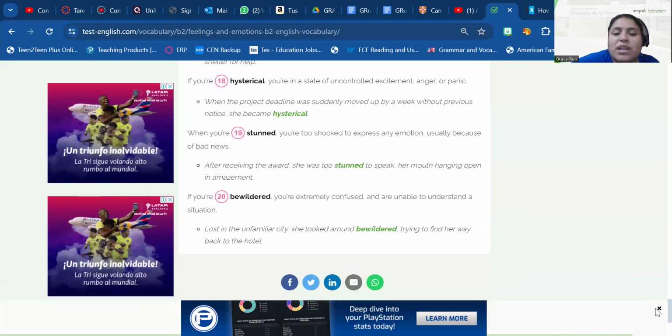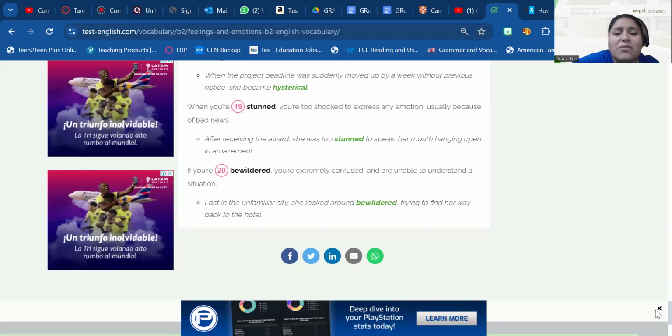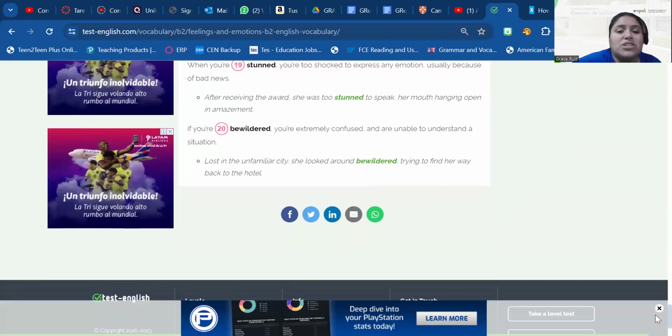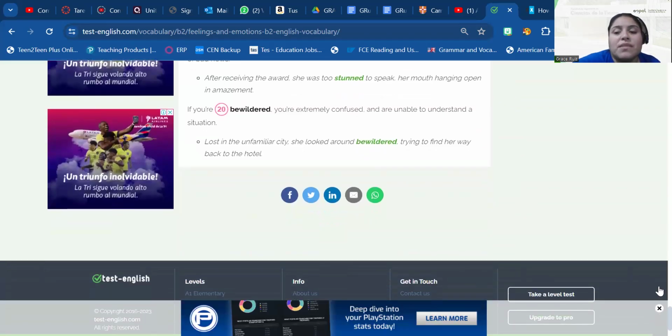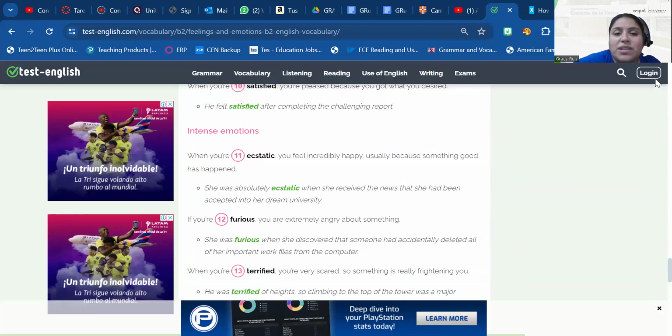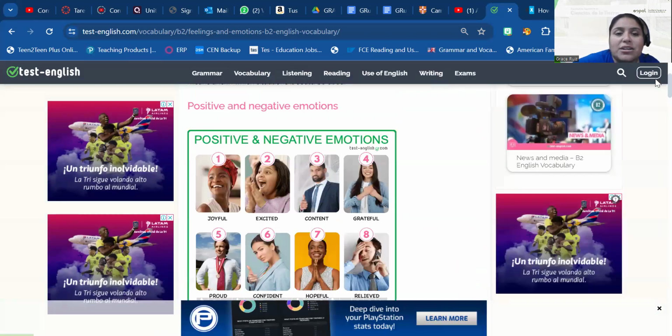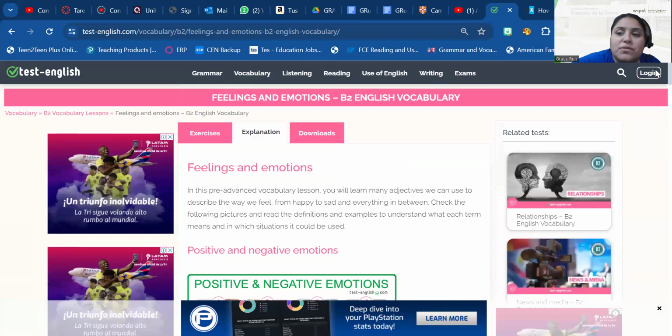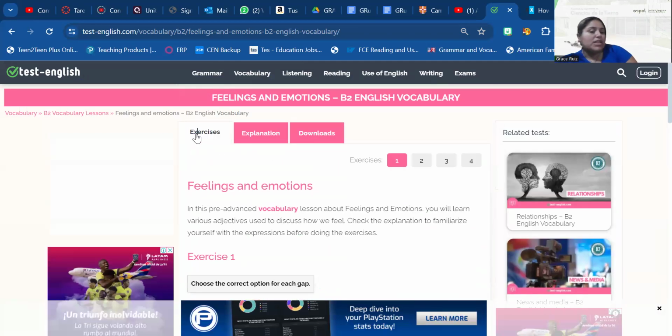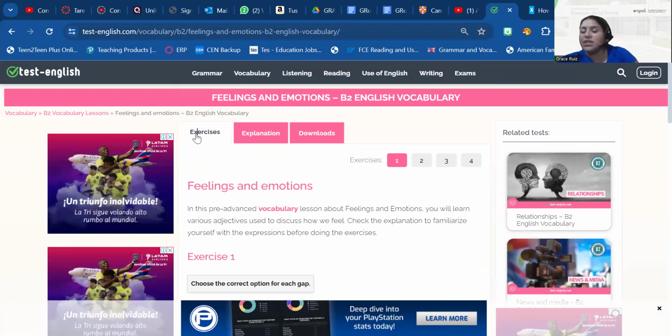Bewildered means that you're extremely confused and you're unable to understand a situation. You're bewildered. So after this explanation, we can definitely go on with the activities that we have planned here. It's really useful. So we have some exercises here. What I like about this page is that when you do the activities online, you can just get the correct answers later and you can double check your work.